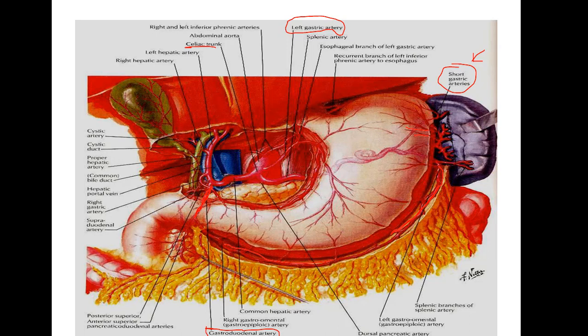The final artery, and very important for you not to miss, is the short gastric artery. The short gastric arteries cover the fundus of the stomach, as you see here, and they take their origin directly from the splenic artery also. So the splenic artery is very generous for the stomach. It gives the left gastroepiploic and it gives the short gastric arteries.